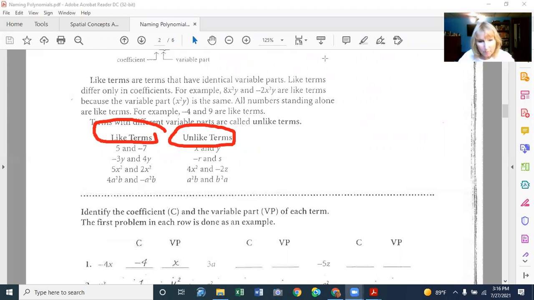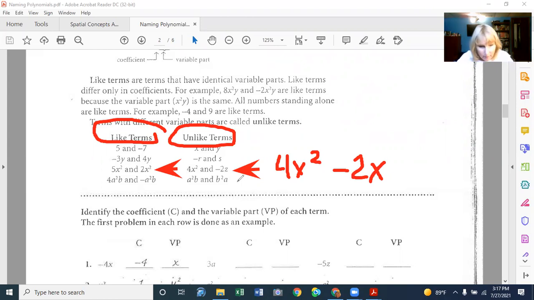Okay, the next one. We have 5x squared and 2x squared. Notice how they both have x squareds in them, so they are alike. However, 4x squared and negative 2z are unlike. That would be the same also to say that 4x squared and, let's say, negative 2x are not alike either because one is an x squared and one is an x. So keep that in mind.